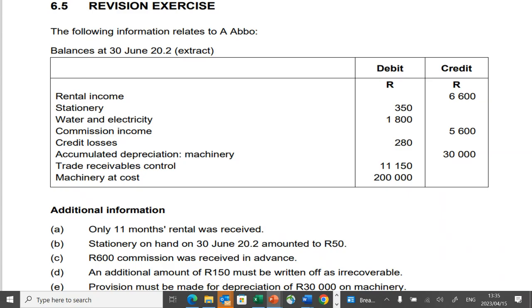The year-end adjustment that I wanted us to go through at this level. Some will be addressing other topics. Let's say, for example, when we're dealing with your trade and other receivables control account, you will see which one we're going to be doing at that stage.